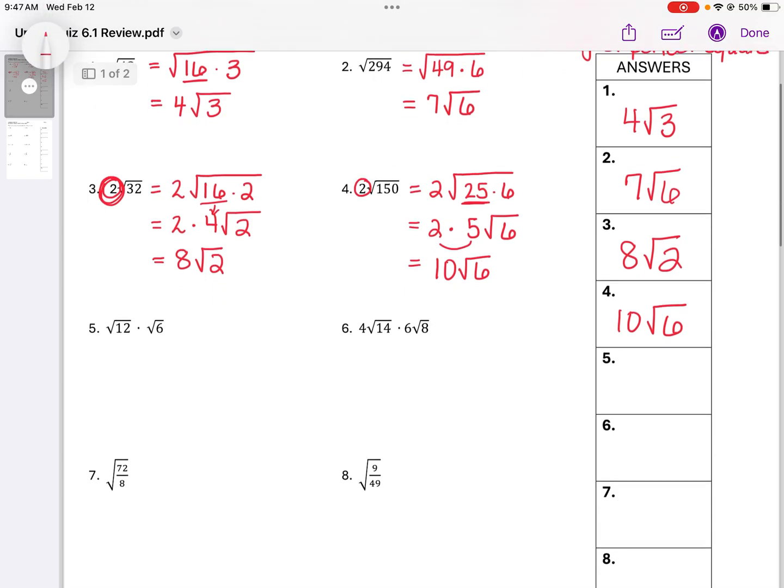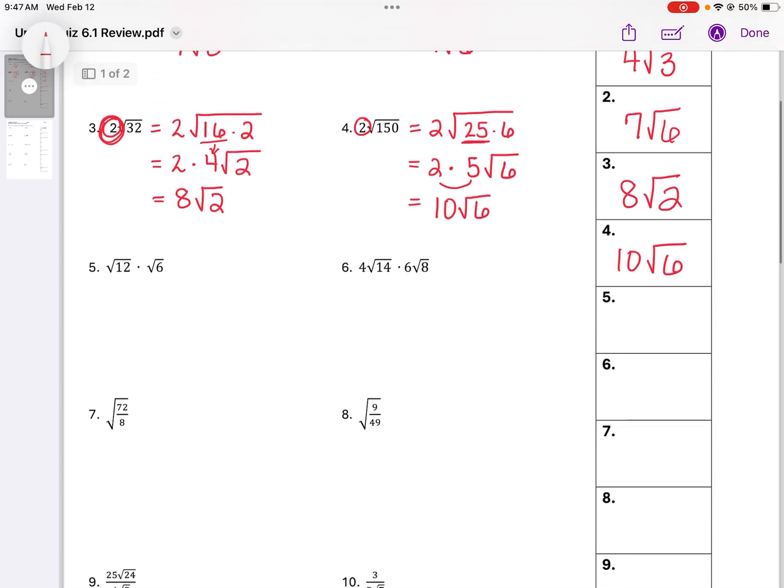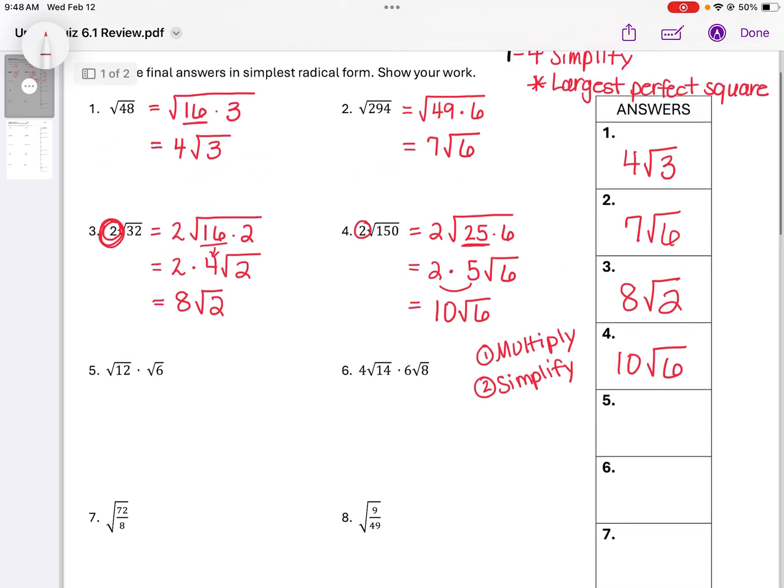All right. Number 5 and 6, we have multiplication. Okay? So here's what I want you to do. First, I want you to multiply. Okay, remember outside numbers stay outside, inside numbers stay inside. I'll show you that in just a minute. Multiply, and then we need to simplify. Simplify the square root just like we did in problems 1 through 4.